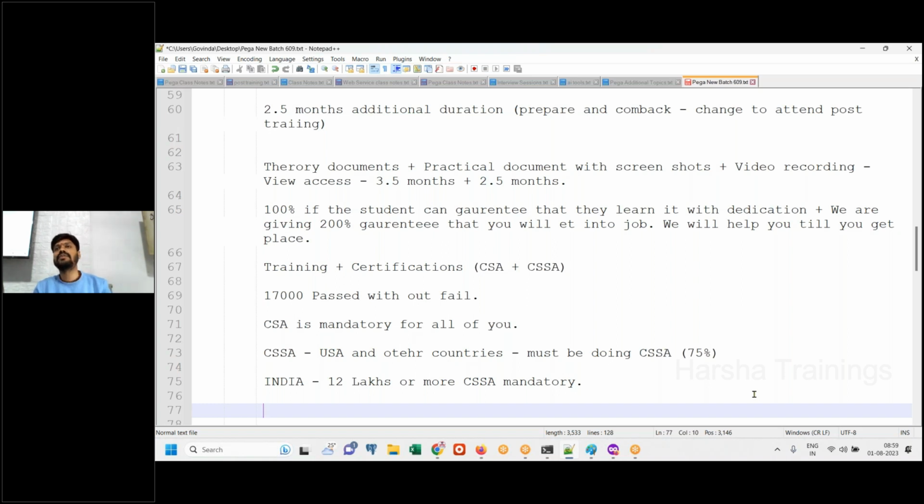99% of times, both work nature will be the same, both burden will be the same, both interview level will be the same. But getting the offer with CSSA is easy compared to CSA. There are some parameters like that. Okay, we know clearly. I'll tell you later.